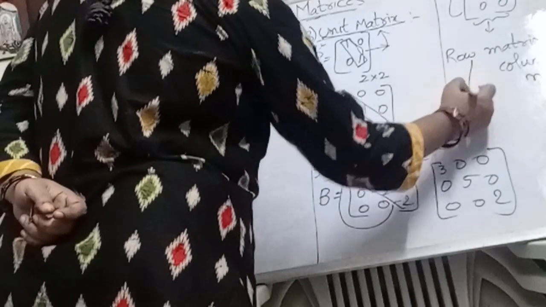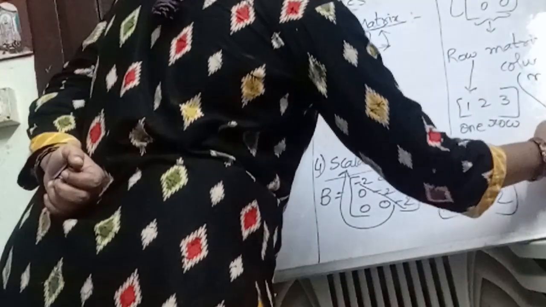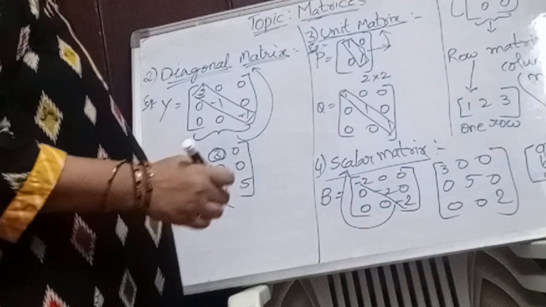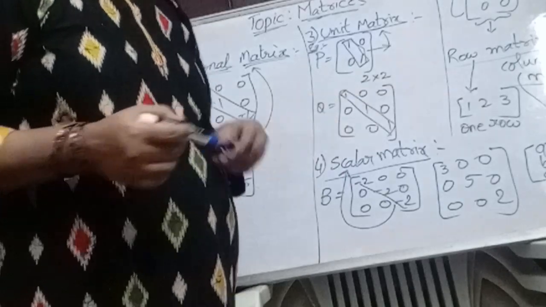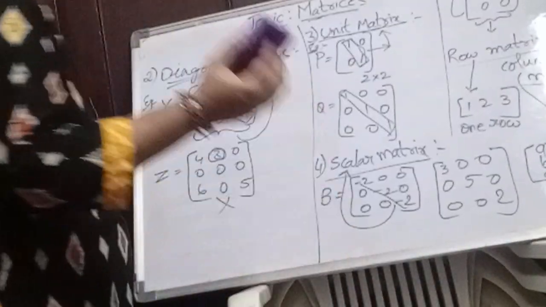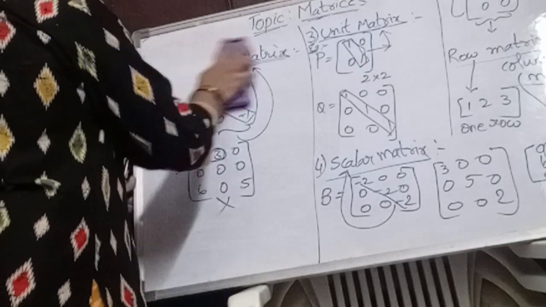Coming to the row matrix, if you have only one row, then it is called a row matrix. Coming to the column matrix, you will have A, B, C, only one column. This type of matrix is called a column matrix. Got it? These are the types of matrices.